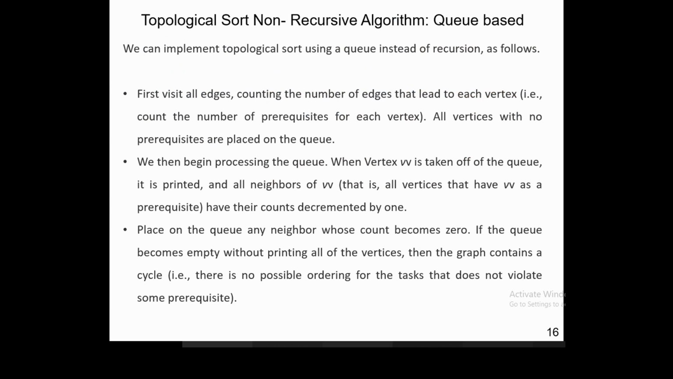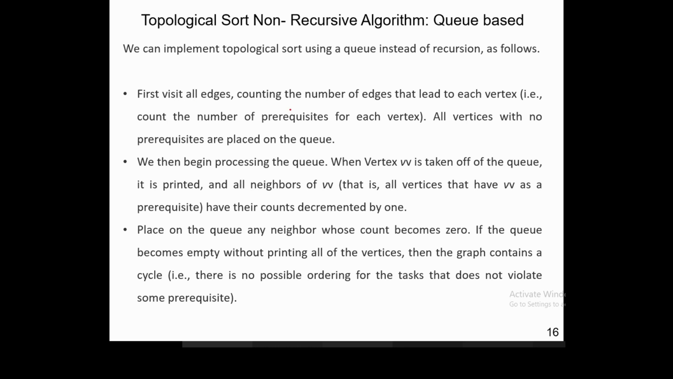Now we have another algorithm, which is a non-recursive algorithm and it is based on a queue. So we can implement topological sort using a queue instead of recursion. What is the logic here? First of all, find the vertices with in-degree equal to 0. So we need to map all the vertices with in-degree equal to 0. After getting that list, we select those nodes whose in-degree is 0 and put all those nodes into the queue. Then one by one, we dequeue an element from the queue, add it to the final ordering, and reduce the in-degree of the adjacent nodes of that particular vertex.